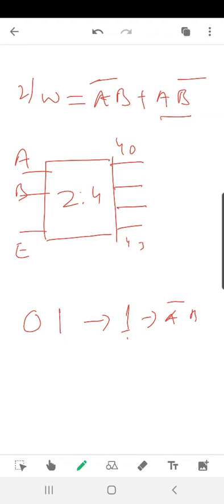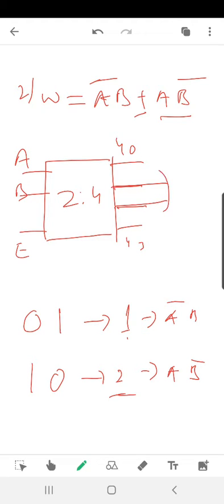B bar. How to write A B bar? It will be written as 1 0. 1 0 represents 2. That means our A B bar will be represented by our output y2, and there is a plus sign. Plus operation is done using our OR gate. So we will put y1 and y2 as the input to our OR gate, and we will get our W function at the output.